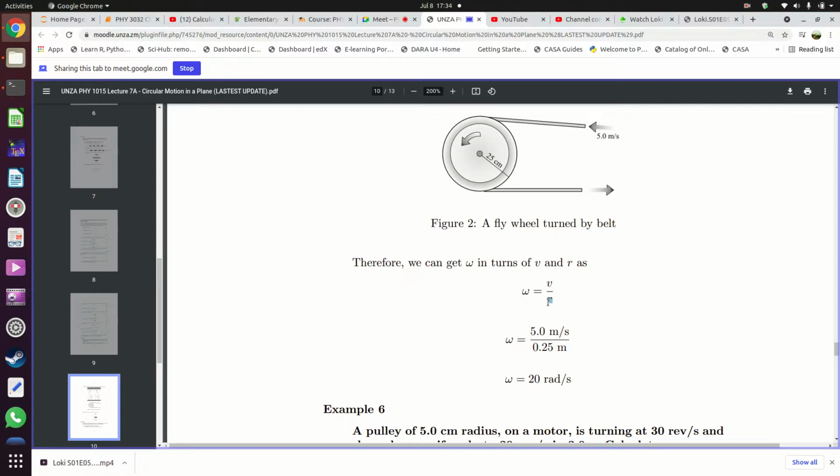Omega, the angular velocity, is a measure of how fast an object is turning, for example, a wheel, or how fast something is going around in a circle.